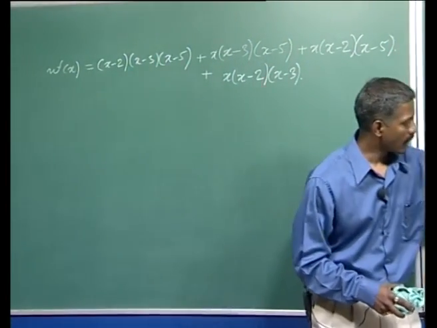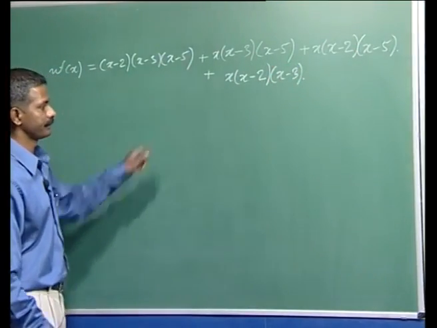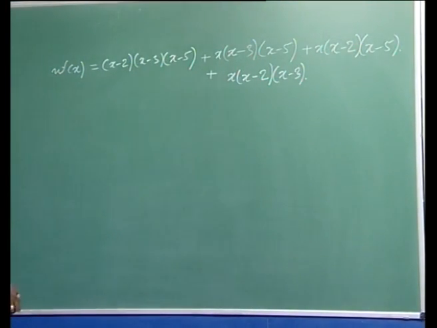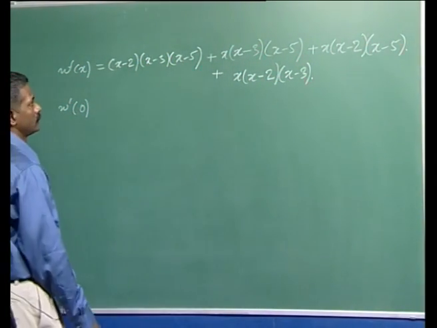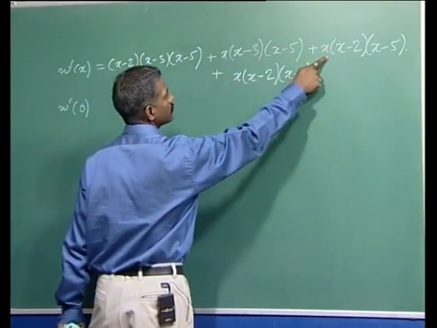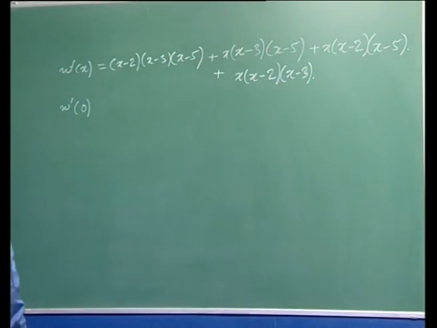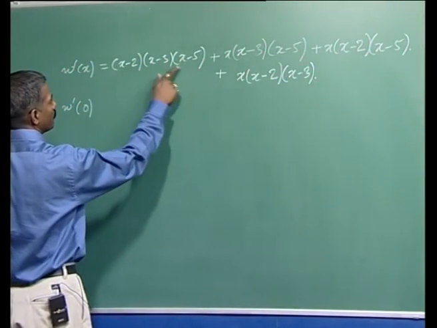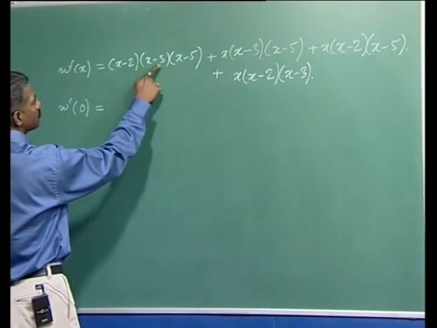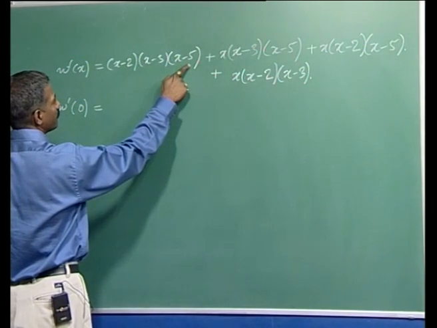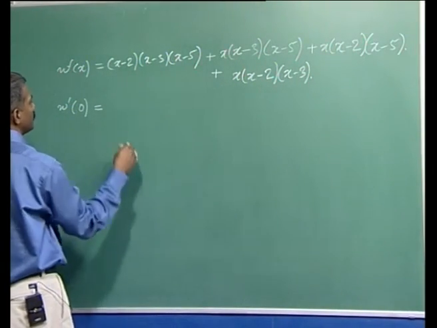Okay, so what I have done is I have copied this expression here. Now, what is w prime at 0? The second, third, and fourth terms will all be 0. It is this first term which will be non-zero here. This is equal to 2 times 3 times 5 with a negative sign, minus 30.